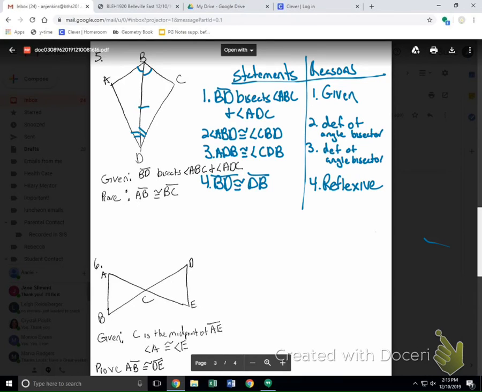Now look at what's happened. So what do I have here? I have an angle, I have a side, I have an angle. So what can I say? We can say our triangles are congruent. You have to say your triangles are congruent, and then you can use your angle, side, angle.